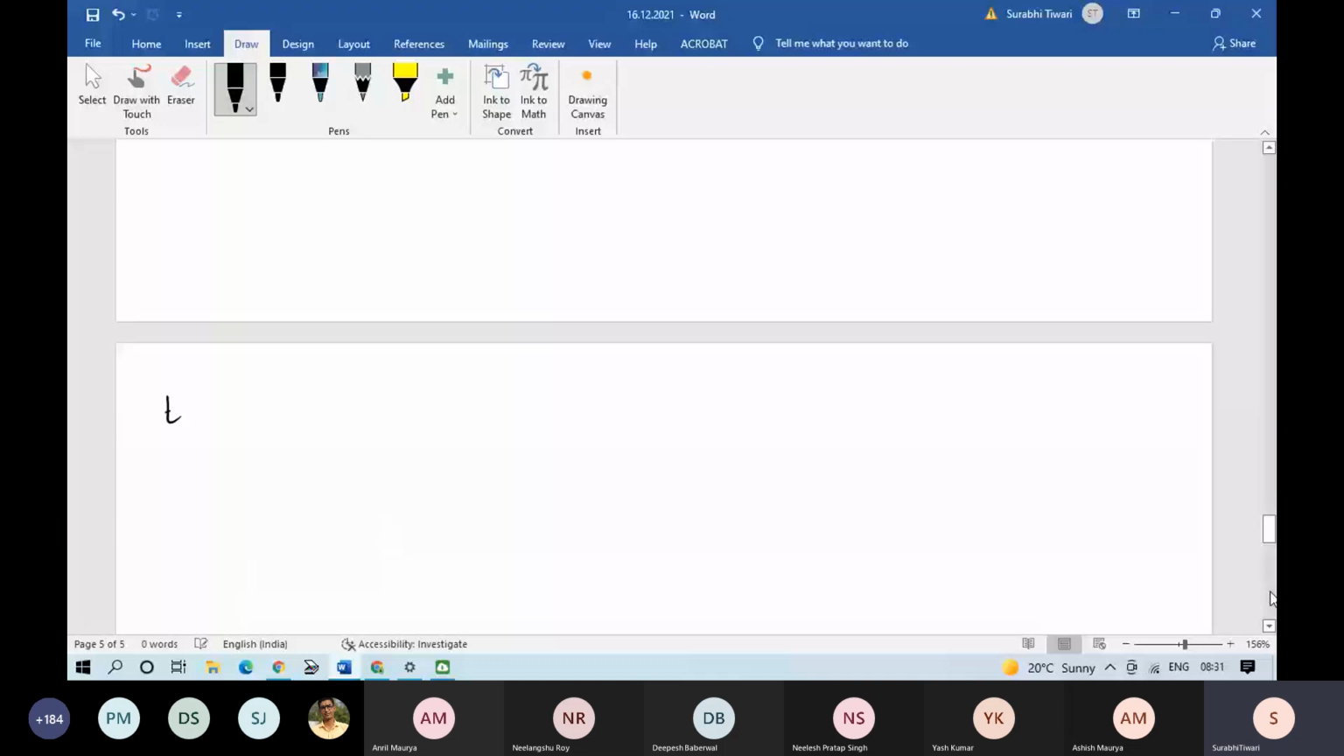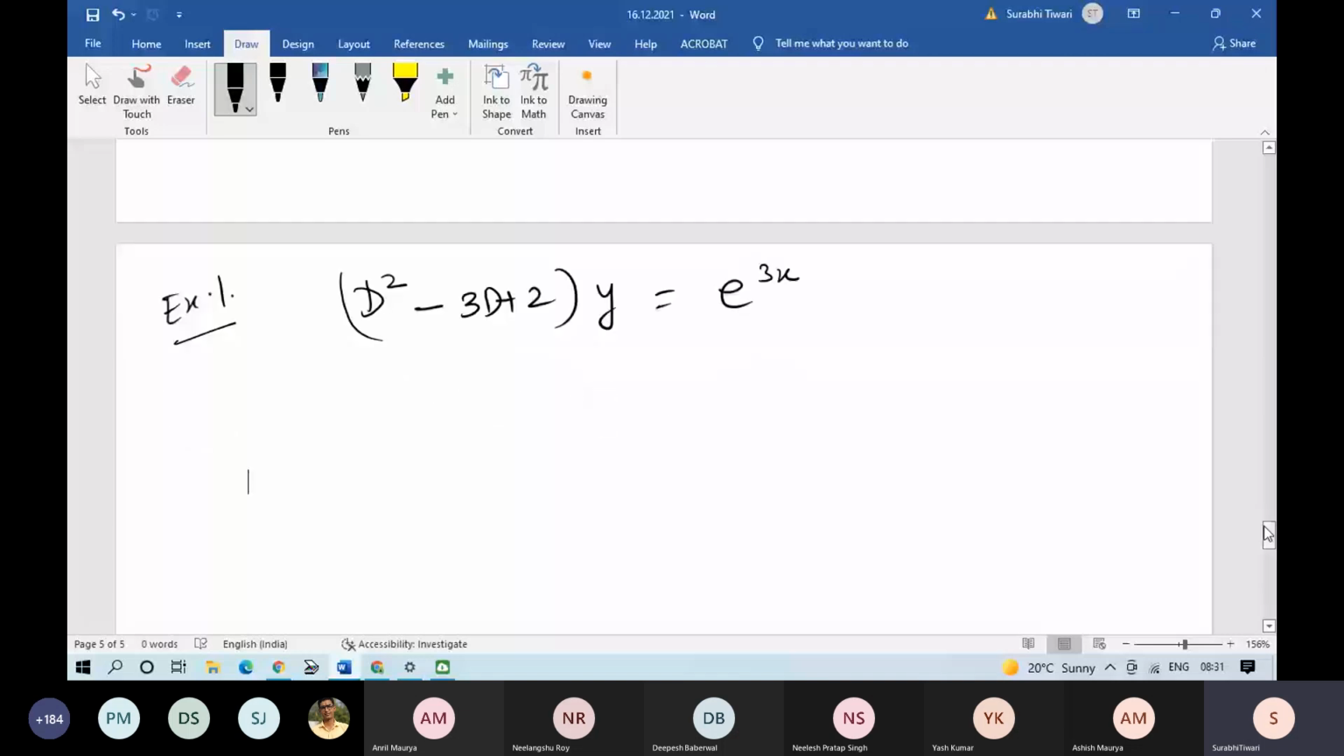पहला क्वेश्चन, D square minus 3D plus 2 into y is equal to e raised to the power of 3x. Now, this is a homogeneous equation. The solution will be complementary function plus particular integral. So, first you find the complementary function. For complementary function, you put D is equal to m, m square minus 3m plus 2 is equal to 0. ठीक, so what are the values of m?